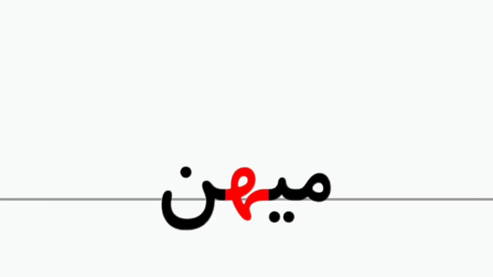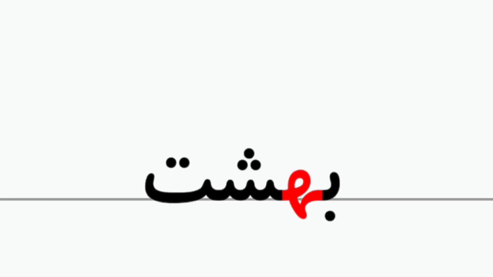As you see, we have the middle form of letter he. It joined the letter before it, which is letter ye, and the letter after it, which is letter nun. Mihan. Behesht, which means paradise. In this word, letter he has joined the letter before it, which is letter b, and the letter after it, which is letter shin.